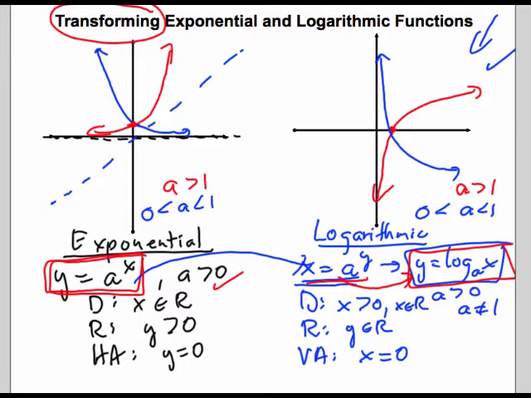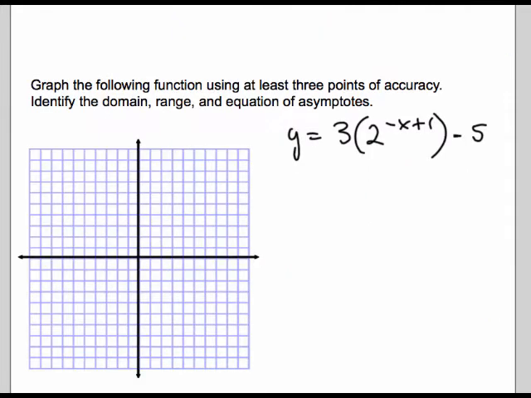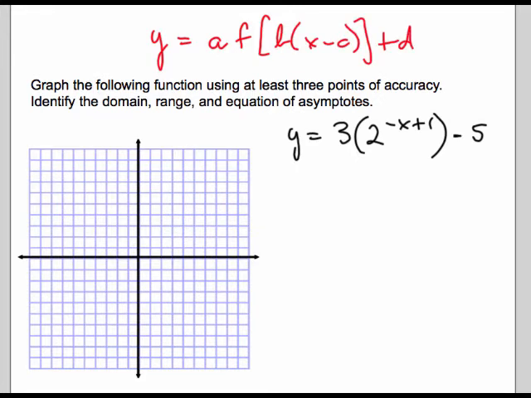So what we want to do now is take our understanding of all of this and apply transformations to these functions. So remember that when we do transformations, we think of our function of the form a f of b(x minus c) plus d. And each of the constants a, b, c, and d transform the graphs in different ways. So let's attack this particular question.